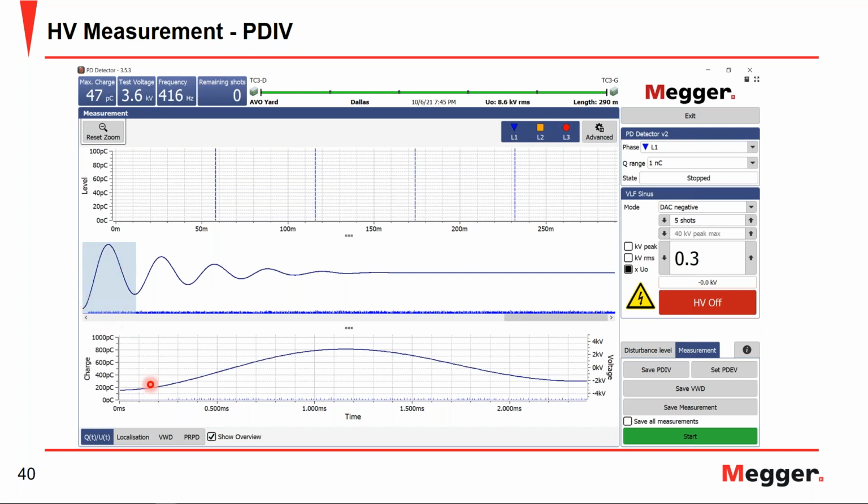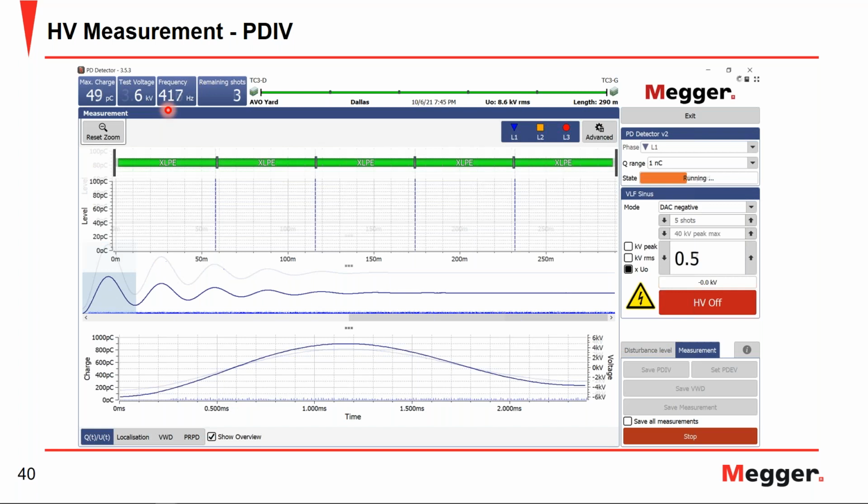This gray box shows you the first period of the applied voltage wave and the partial discharges taking place, where we can see the max charge at the top left is only 47 picocoulombs, and therefore still just background noise. You can see the frequency is 416 hertz, and again, that's dependent upon the inductance of the instrument as well as the capacitance of the cable under test. Next, I just stepped up to 0.5. Not much change. Our max discharge is still 50 picocoulombs.